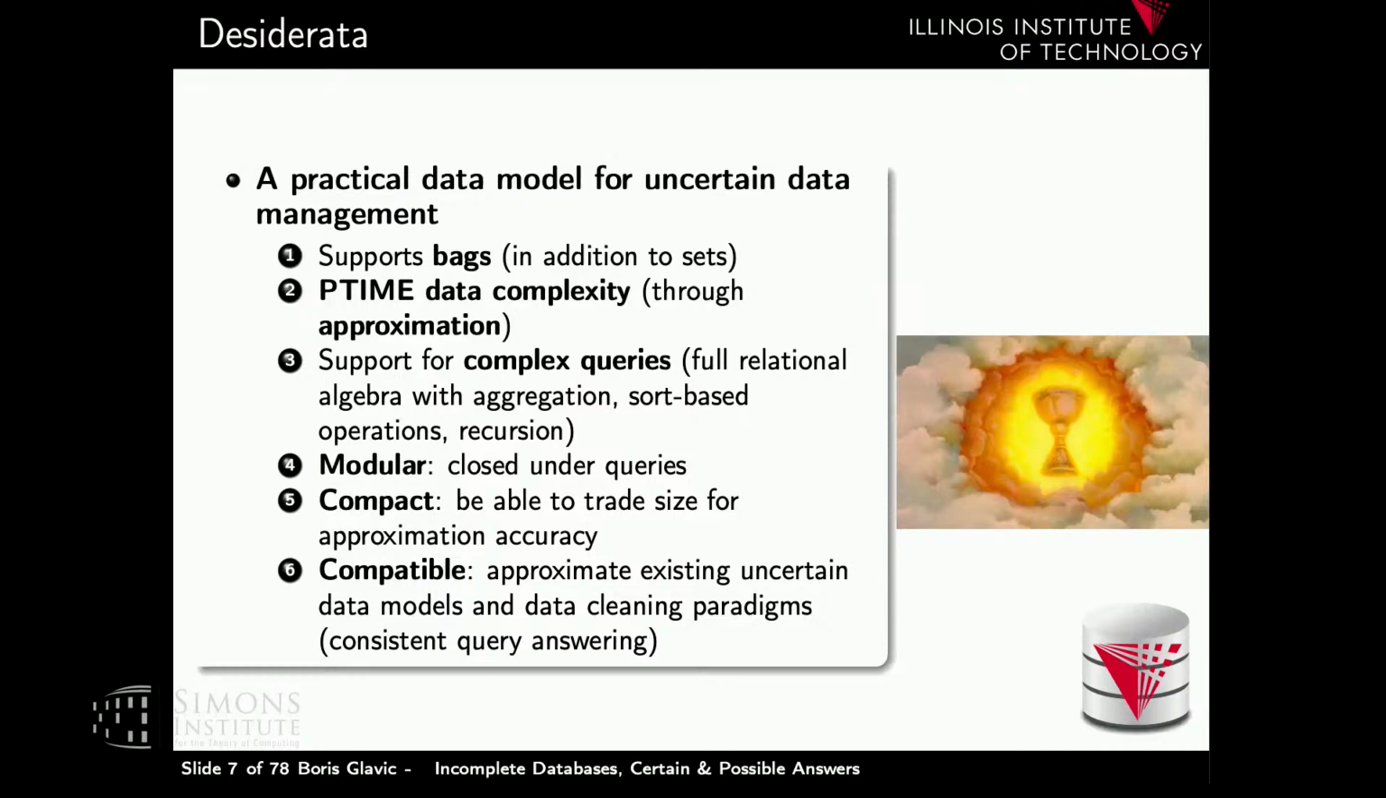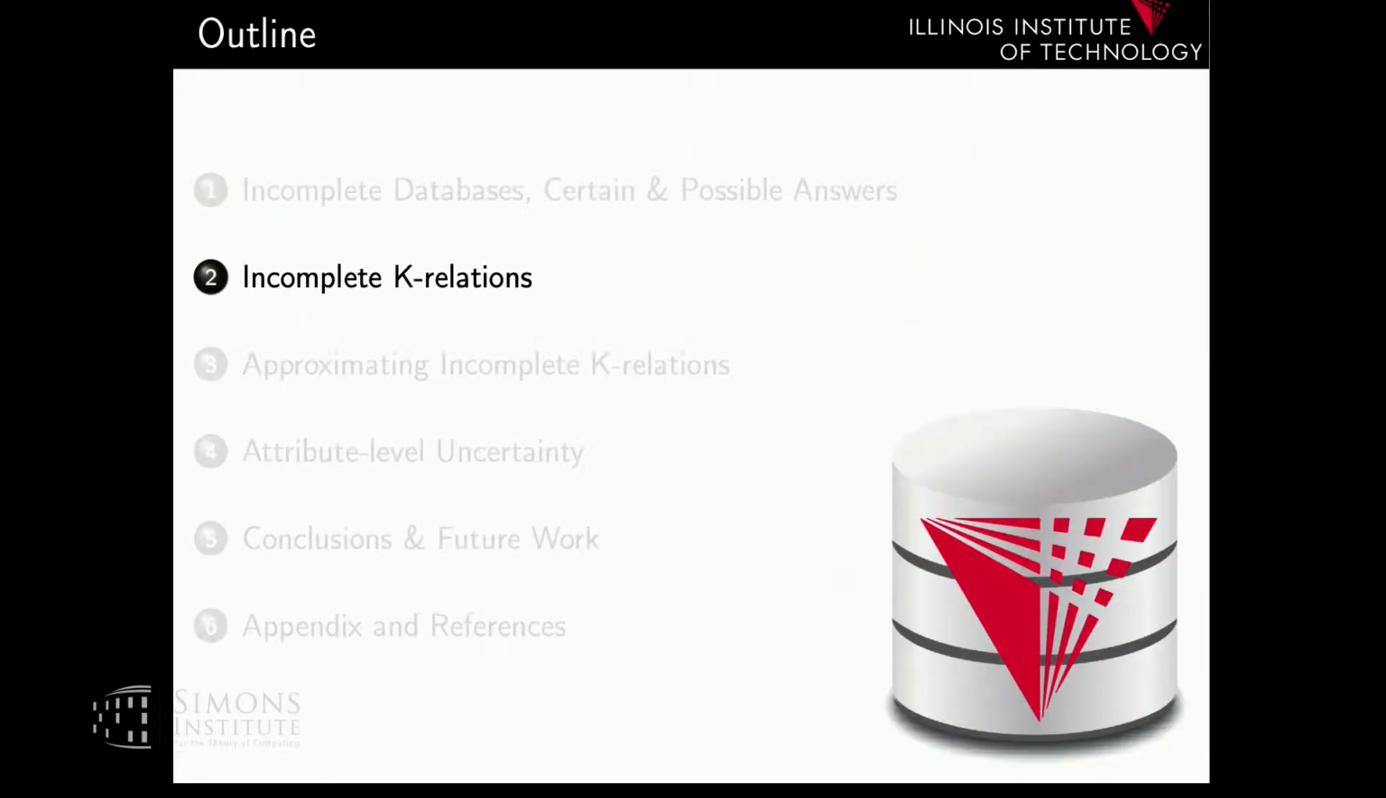I want to be able to flexibly trade size for approximation accuracy. So we want some mechanism to compact things at the loss of accuracy. And I want it to be compatible with many existing uncertain data models and data cleaning paradigms. What I mean by that is I want to be able to approximate these paradigms and then afterwards operate in my world and run queries in my model. Okay, so how do I achieve it? It's basically trivial, as you will see. Everybody in the room will immediately see once I show you why this works.